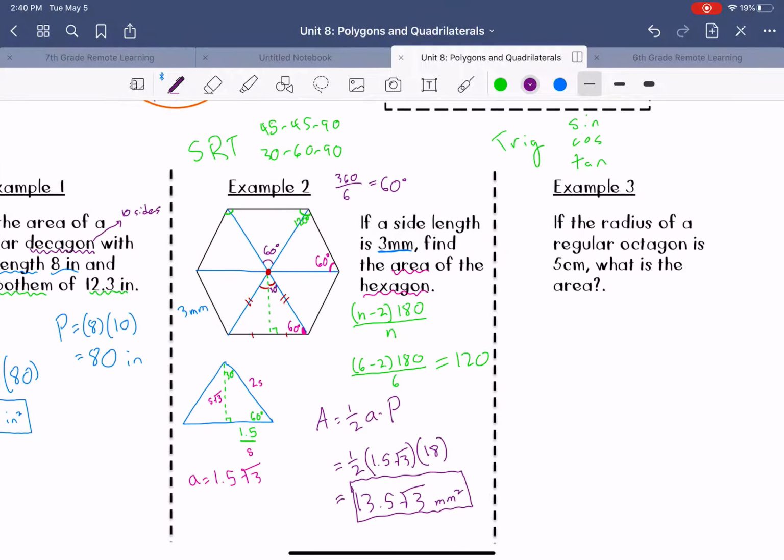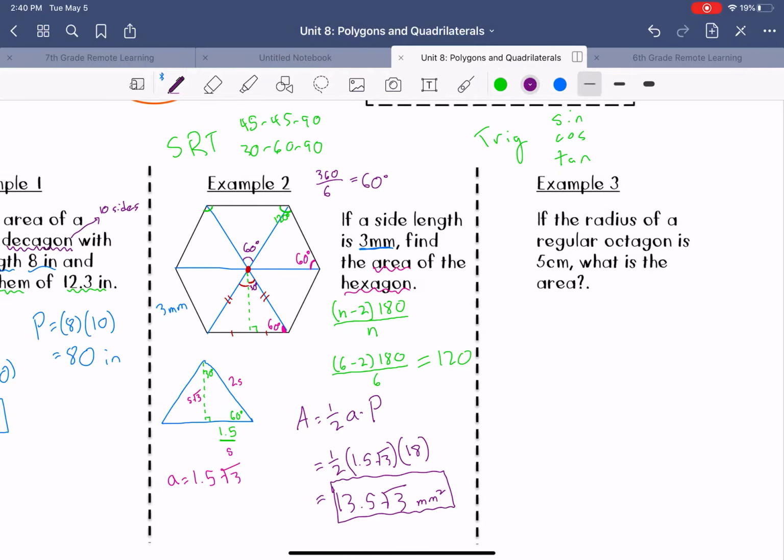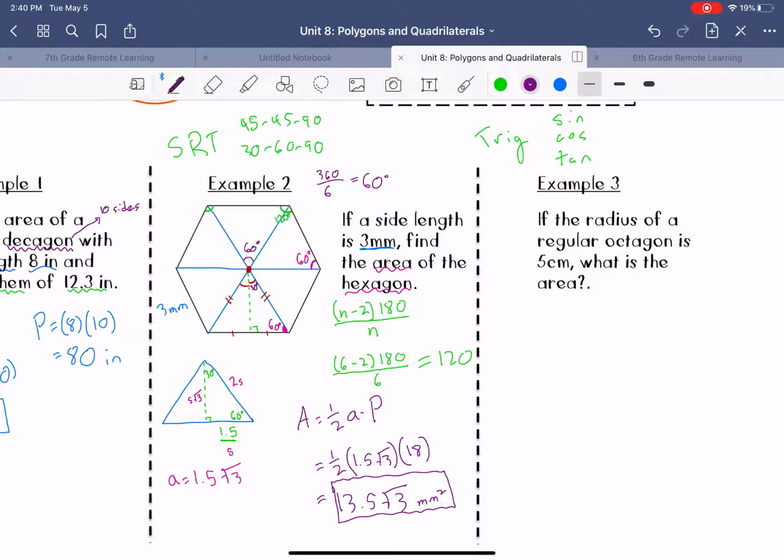So let's look at our last example. This says the radius of a regular octagon. We don't have a picture this time. I'm not going to draw a regular octagon because honestly, I can't. As I said earlier, all we really care about are those triangles created by the radii. So I'm going to draw one of my isosceles triangles created by the radii. It says the radius is 5 centimeters.